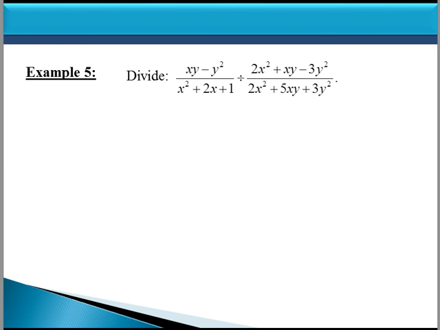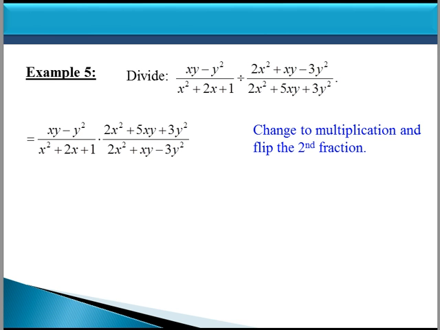Alright, let's look at one more example. This is an example of division where we have multiple variables again. The first step when you're dividing rational expressions is to change it to multiplication and flip the second fraction. Notice that the first rational expression stays exactly the same, and the second rational expression gets flipped around. Now if you want to pause the video and work on your factoring skills, go ahead and do that.